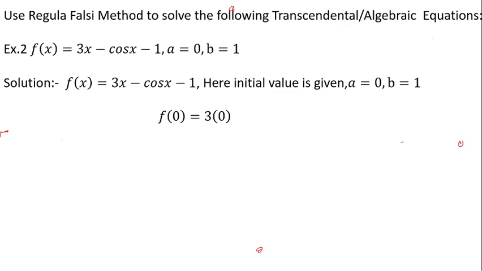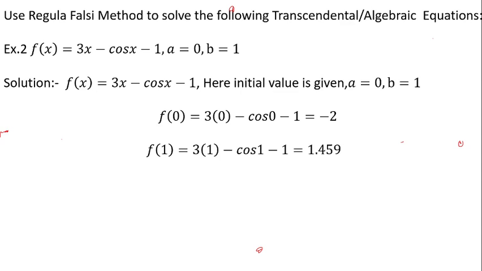So let us find out what is f of 0. 3 into 0 minus cos 0 minus 1 is equal to minus 2, right? Cos 0 is 1, so minus 1 minus 1 is minus 2. Your calculation should be in radian. Let us find out f of 1. f of 1 is 3 into 1 minus cos 1 minus 1, which is equal to 1.4597. Now if you observe, f of 0 is minus 2, f of 1 is 1.4597.